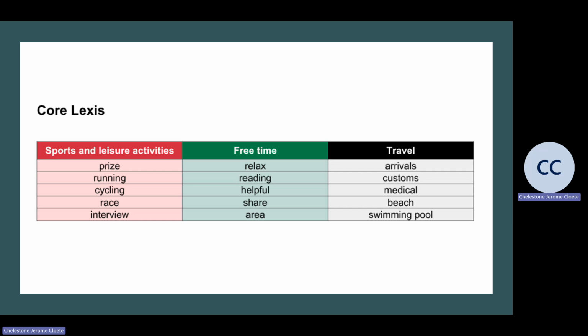You have sports and leisure activities with the vocabulary prize, running, cycling, race and interview. You have free time with the vocabulary relax, reading, helpful, share and area. Then you have travel with the vocabulary arrivals, customs, medical, beach and swimming pool.